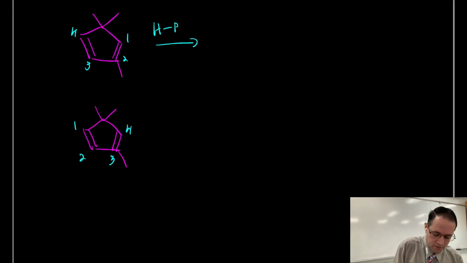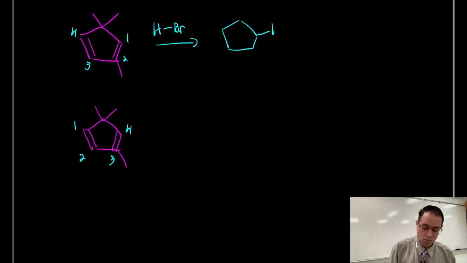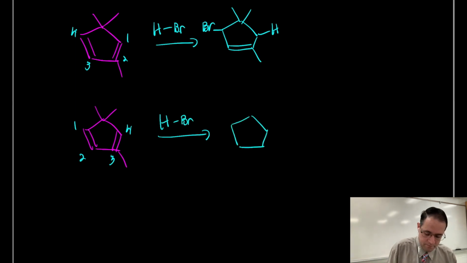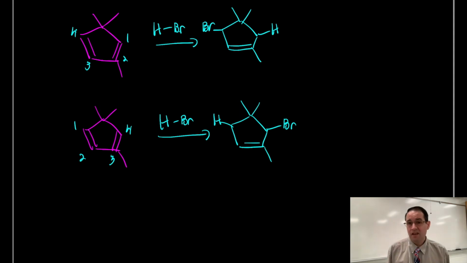So when this reacts with HBr, carbon 1 is going to have the hydrogen here. The bromine is going to be at carbon 4. Okay? It's going to look like that. And when this reacts with HBr, carbon 1 is going to be the hydrogen. Carbon 4 is going to be the halogen. Okay? And those two molecules are definitely different.